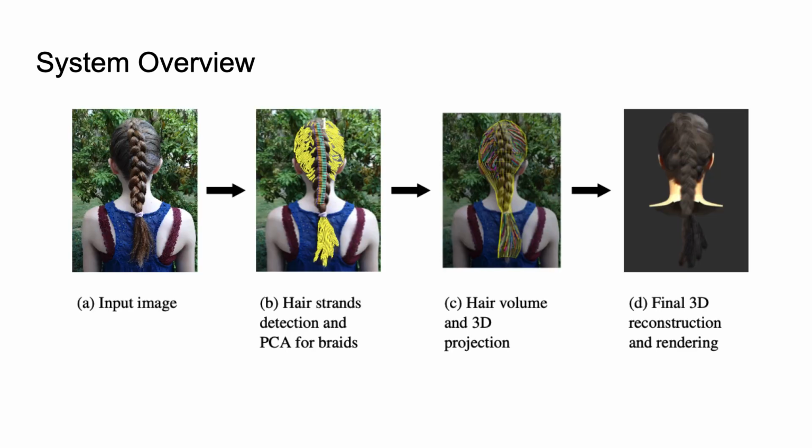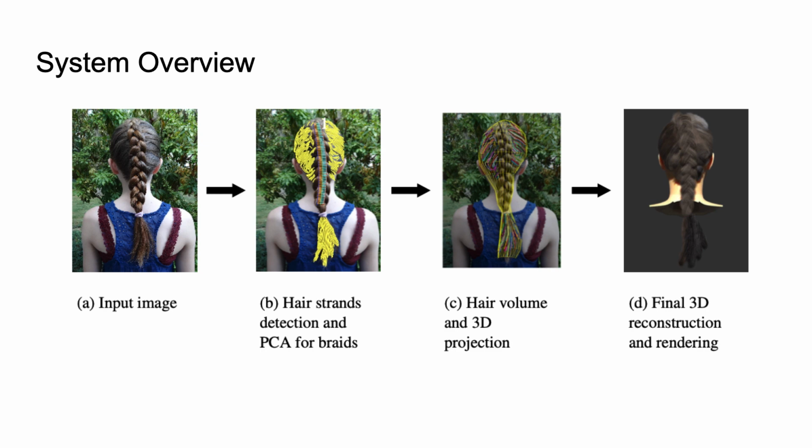Here is the overview of our system. The input of our system is a single hair image. There are no constraints on the view of the input image. We first segment the braid region. Then we apply our braid unit segmentation method to extract the braid unit information, and divide the hair region into braid region and non-braid region. In the braid region, we recover the 2D braid structure information.